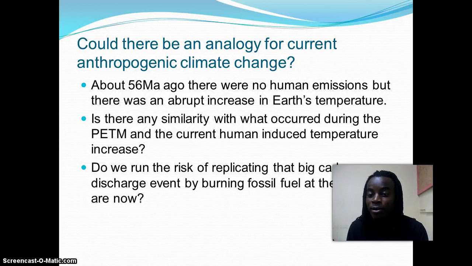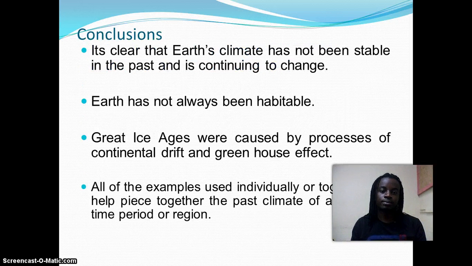Well, in no further issue, is there any similarity with what occurred during the PETM and the current human-induced temperature increase? Do we run the risk of replacing the big carbon discharge evident by burning fossil fuels at the rate where we are now? We don't know. Conclusion. It's clear that Earth's climate has not been stable in the past, and it's continuing to change. How do we know that?